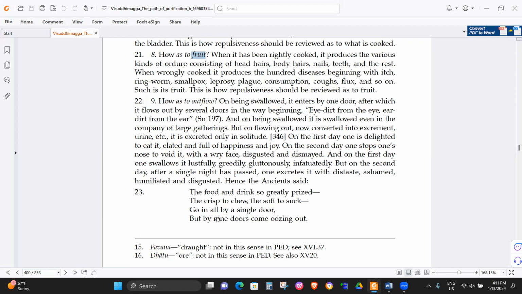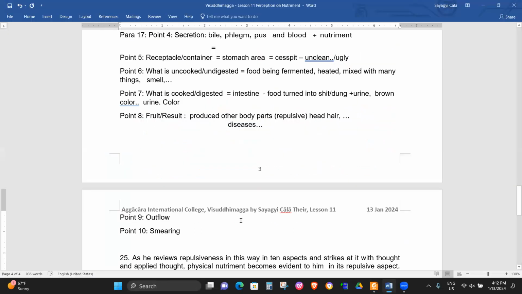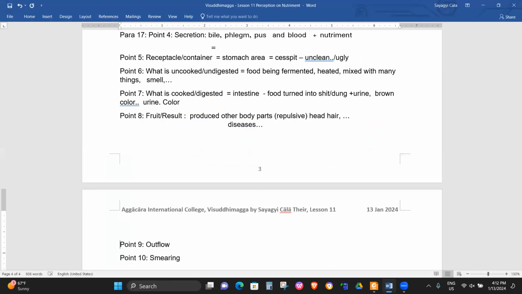Okay, do you know how many doors we have? 9 doors. Do you know what is 9 doors? What is the 9 doors in the body, or 9 holes? Yeah. Eye, ear, mouth, nostril, two eyes, two ears, okay. Nostril. Okay, so how many doors?